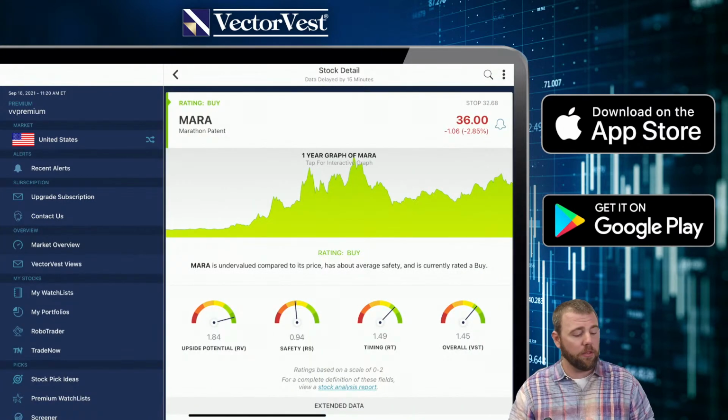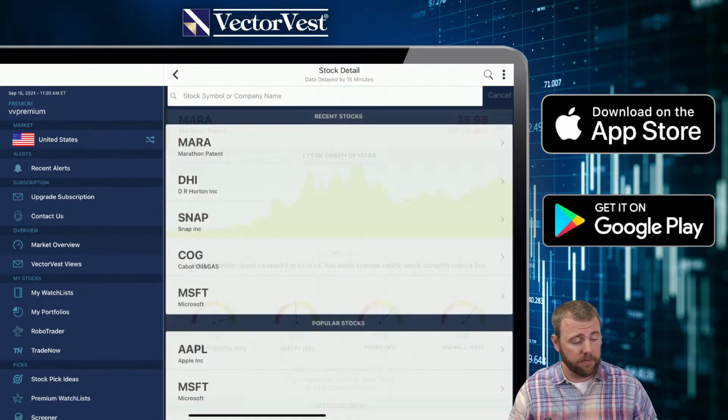So Mara, great long-term potential, but does have more risk associated with it. You have a really strong short-term uptrend. Overall, stock still favorable here.